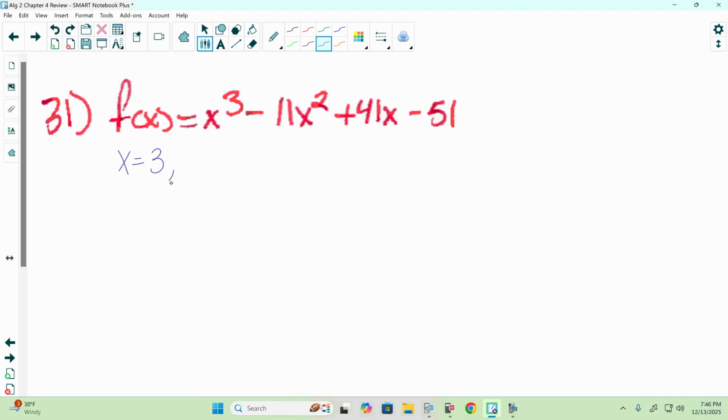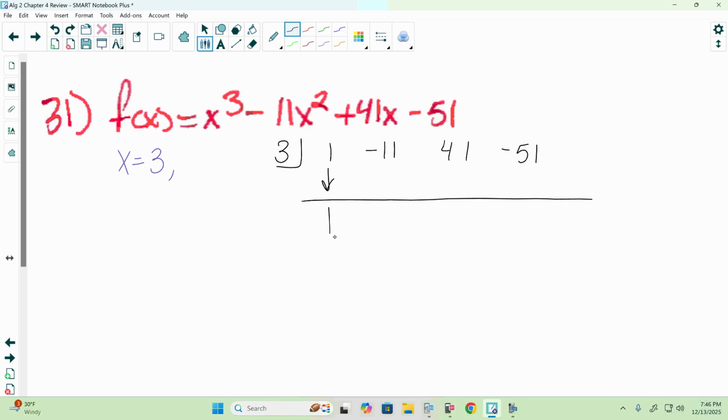So our solution is 3. Now, we need 3 solutions. There are 3 values of x that will make this be 0. And graphing only gave us 1. It only told us that x was 3. So we're going to have to use synthetic division. We're going to have to solve this all the way down.